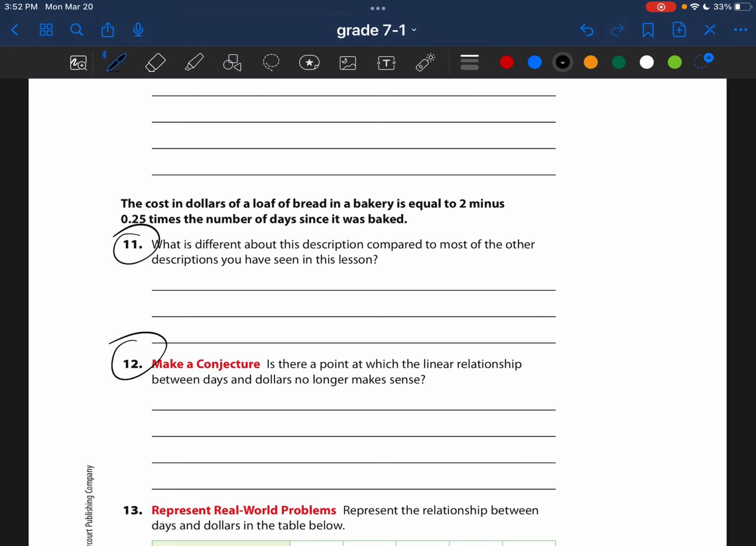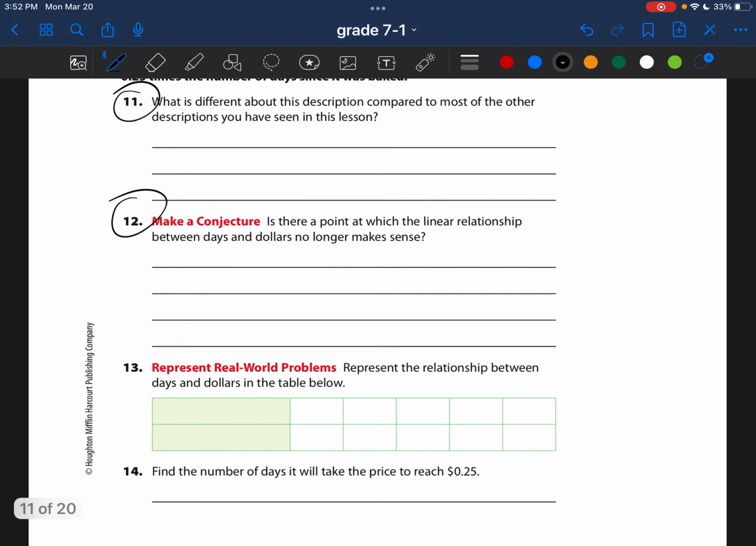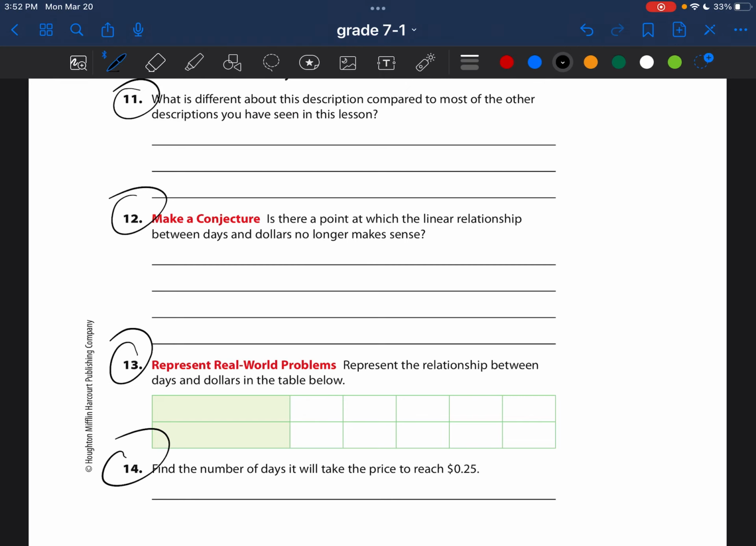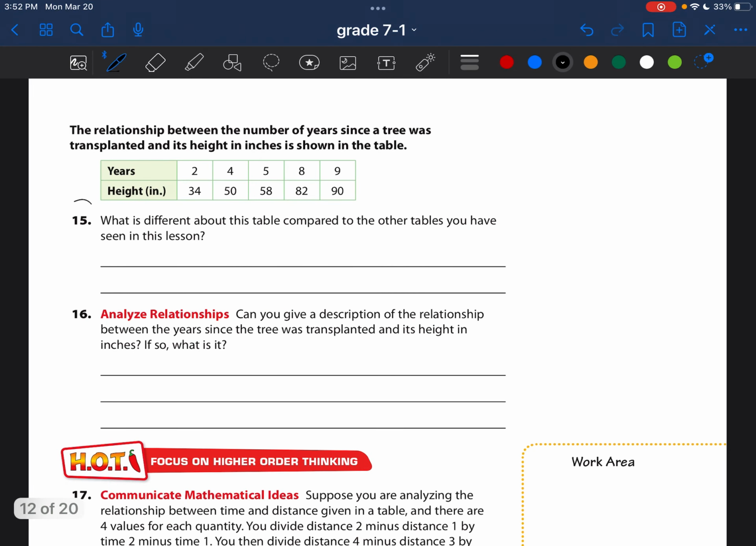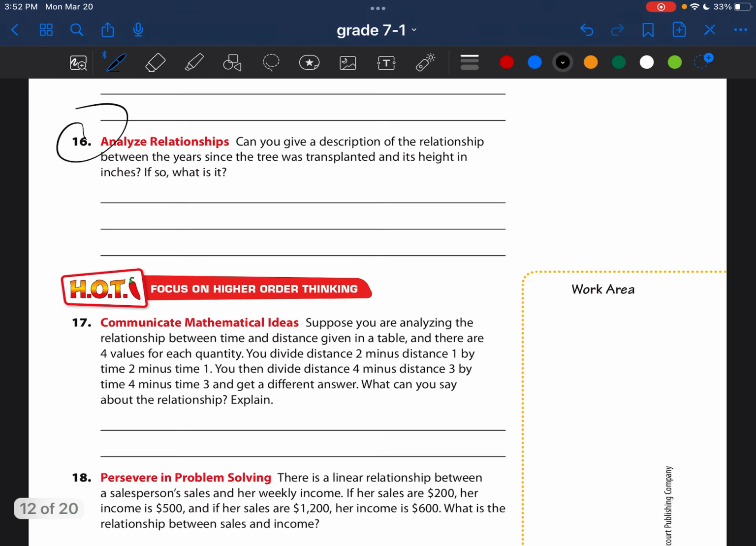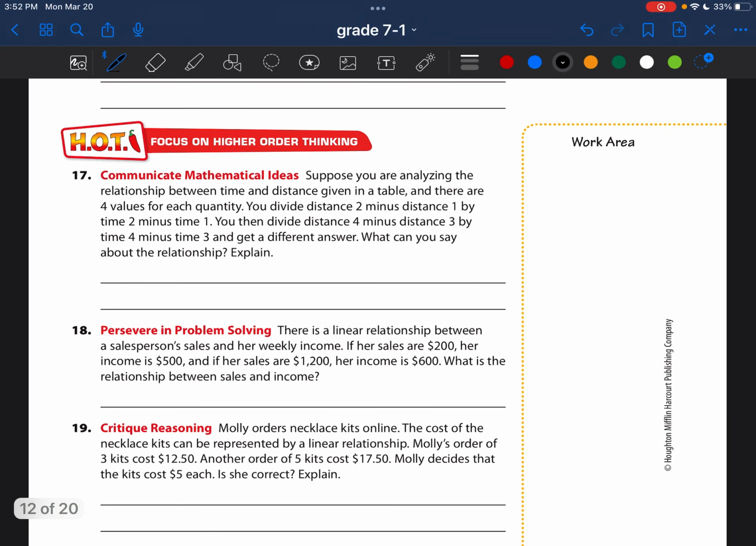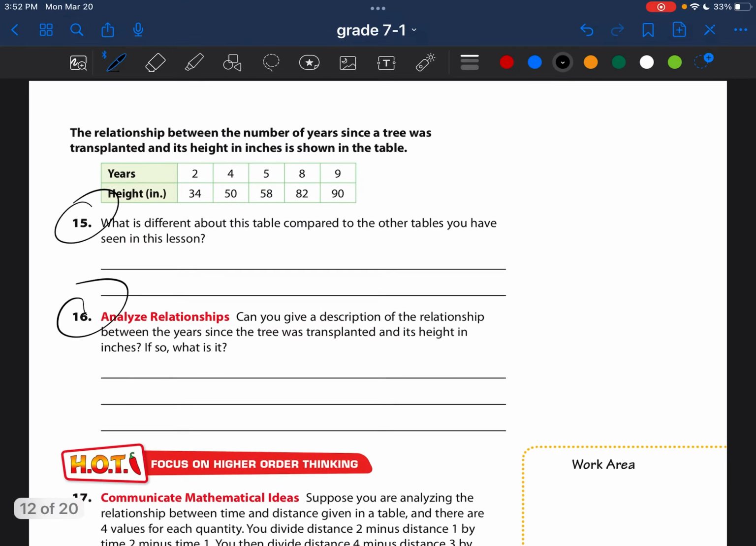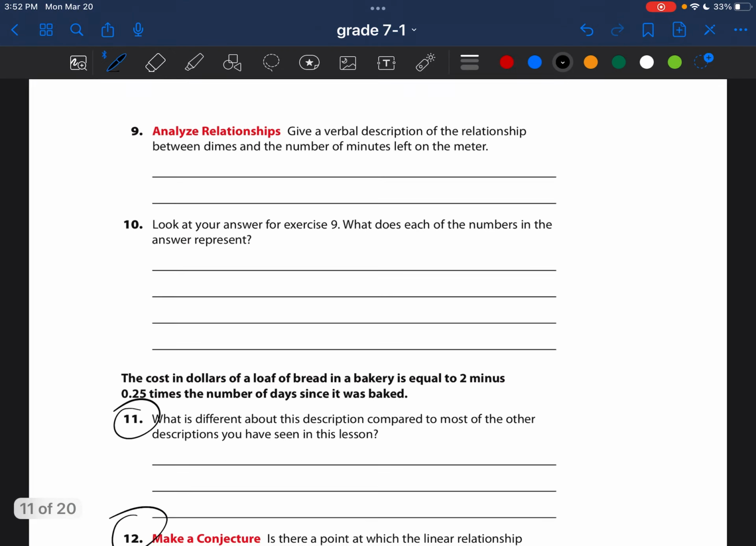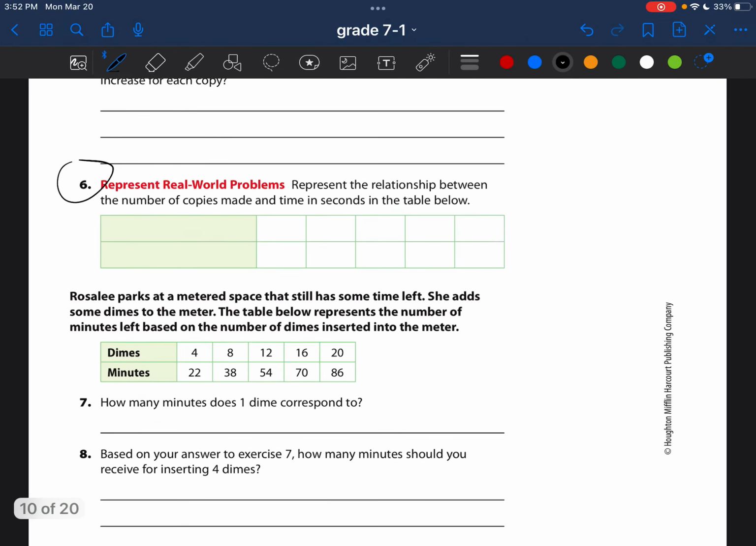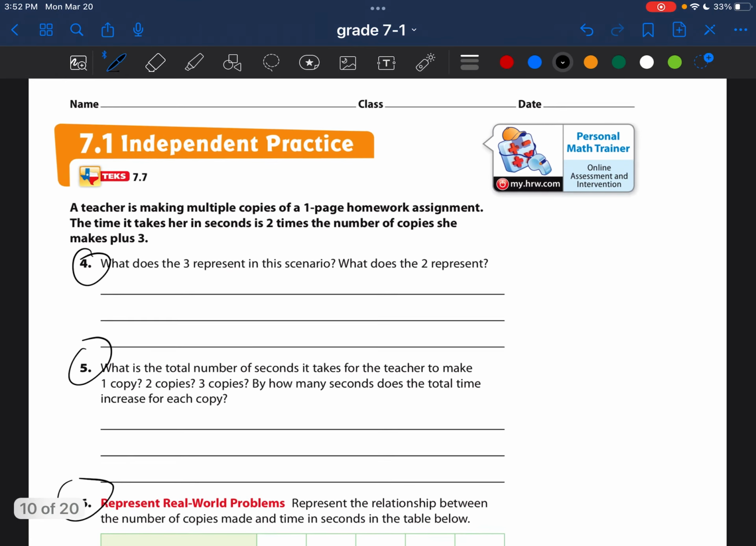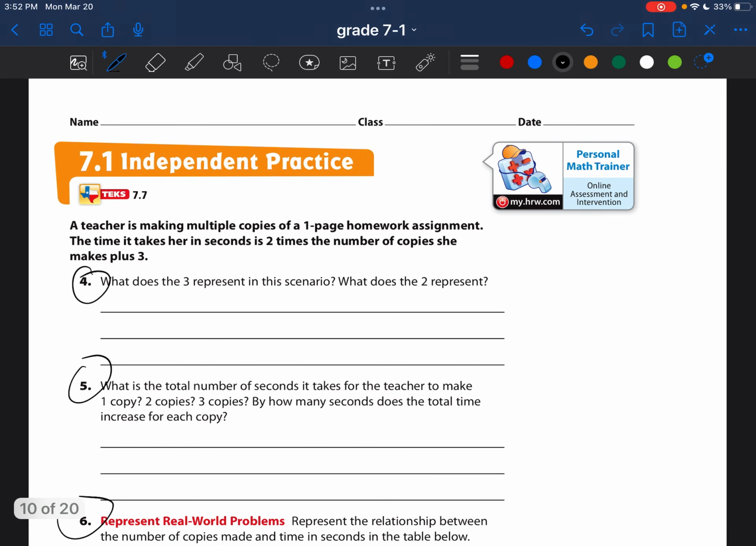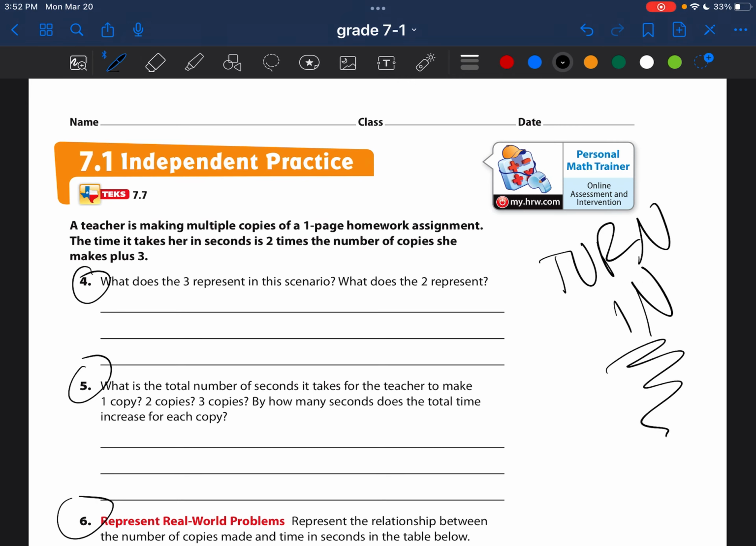11, 12, 13, 14, 15, 16, 18, and 19. Please make sure to show your work. Please, please, please show your work. You will be turning all these in.